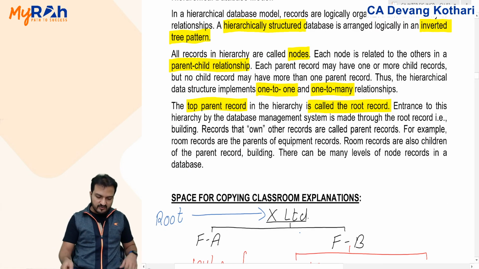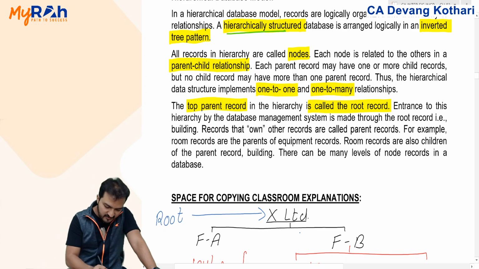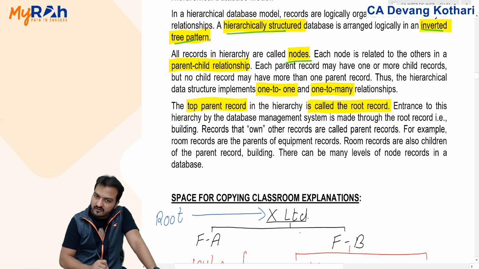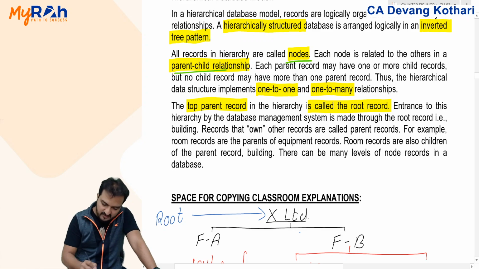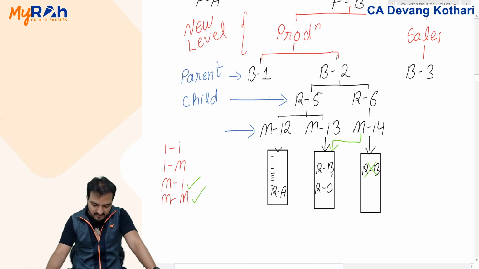Hierarchical model, it is a hierarchically structured inverted tree pattern. Yes, you know that. All records in the hierarchy are called nodes. It is a parent-child relation. It shows one-to-one, one-to-many relation, and the top parent record is called the root record. These are the important things here.